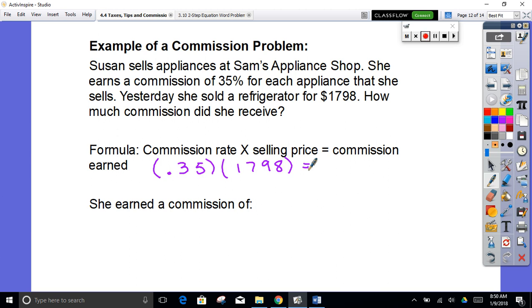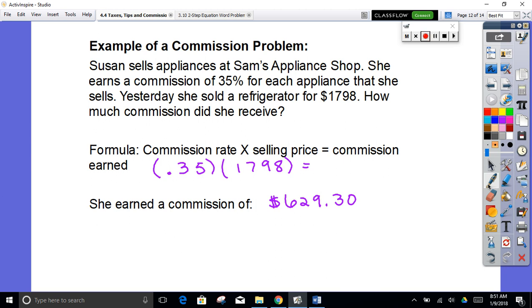So when we multiply those two numbers, we get $629.30. For this problem, you are done. There's no adding it on to the price of the refrigerator. She doesn't get the whole price of the refrigerator plus the commission. It doesn't work that way. She only gets the $629.30, and the remainder of the money that the people paid for the refrigerator goes maybe to the store that sold the refrigerator, and a percentage would go back to the original company that sold the store the refrigerator, so the factory that made the refrigerator. So the money goes a lot of different places, but that would just be her commission.